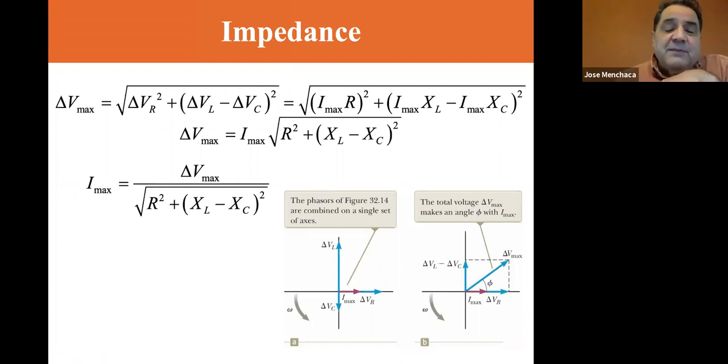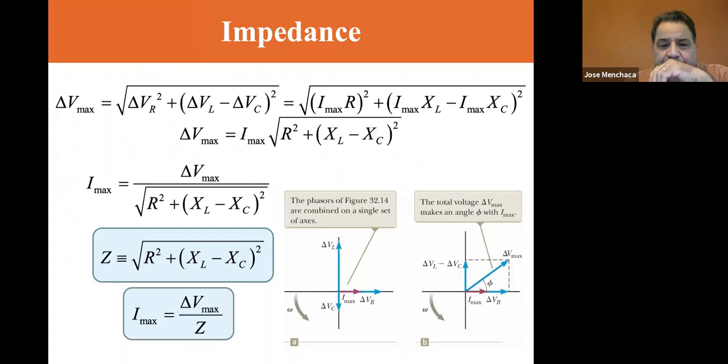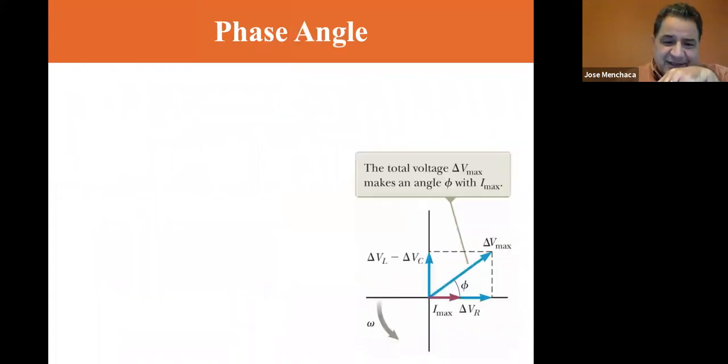I max is equal to delta V max divided by what's under the radical. What's under the radical is defined as the impedance Z. So Z is equal to the square root of R squared plus the quantity X sub L minus X sub C, squared. Now, it's always X sub L minus X sub C. You can't reverse those, because the X sub L is on the positive vertical axis and the X sub C is on the negative vertical axis. So with that definition of Z, I max is equal to delta V max divided by Z.